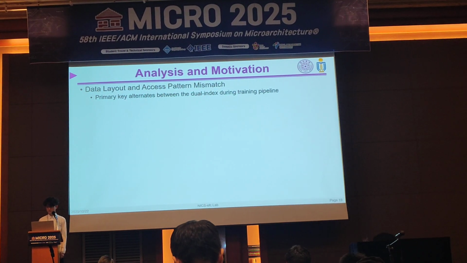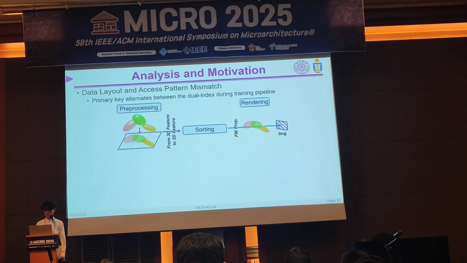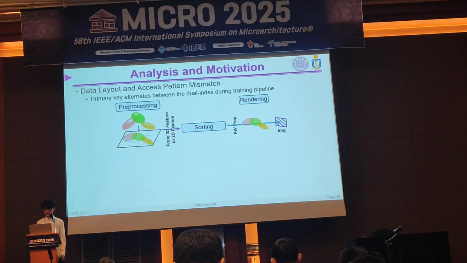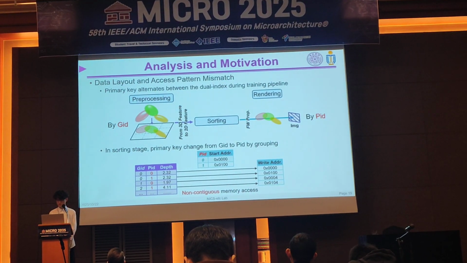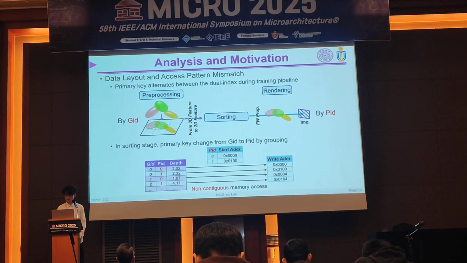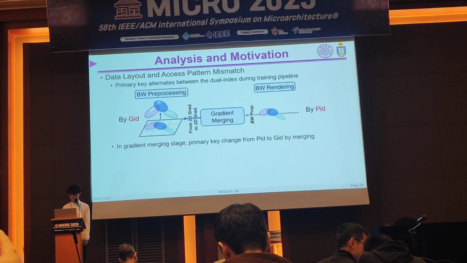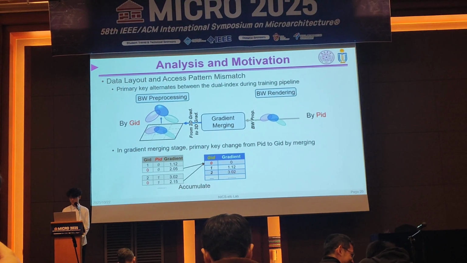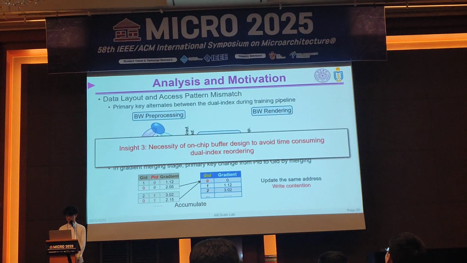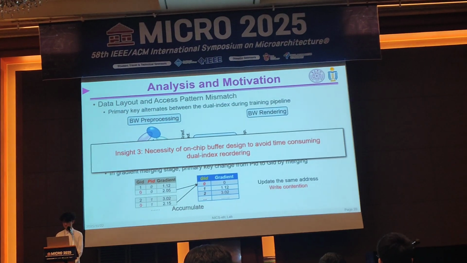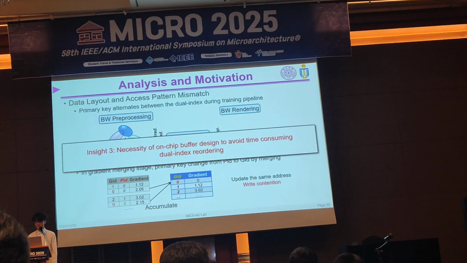And finally, we found a fundamental data layout and access pattern mismatch. The pipeline constantly switches between two indices, the Gaussian index and the pixel index. For example, the sorting stage must group data by pixel index. As the diagram shows, this results in scattered, non-contiguous memory writes. And this problem reappears in the gradient merger. So this creates the atomic problem, severe write contention, as multiple compute units try to update the same gradient address. And this brings us to our third key insight: this constant index switching highlights the necessity for a special on-chip buffer to handle this reordering efficiently.